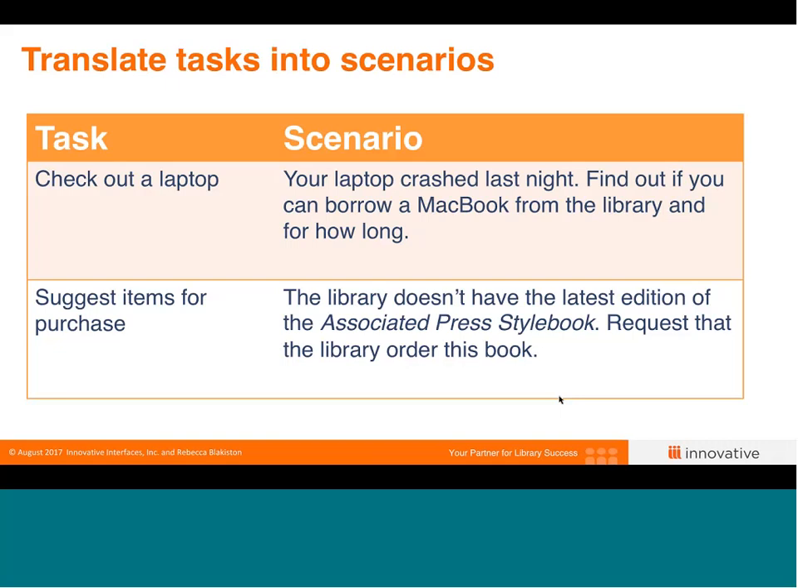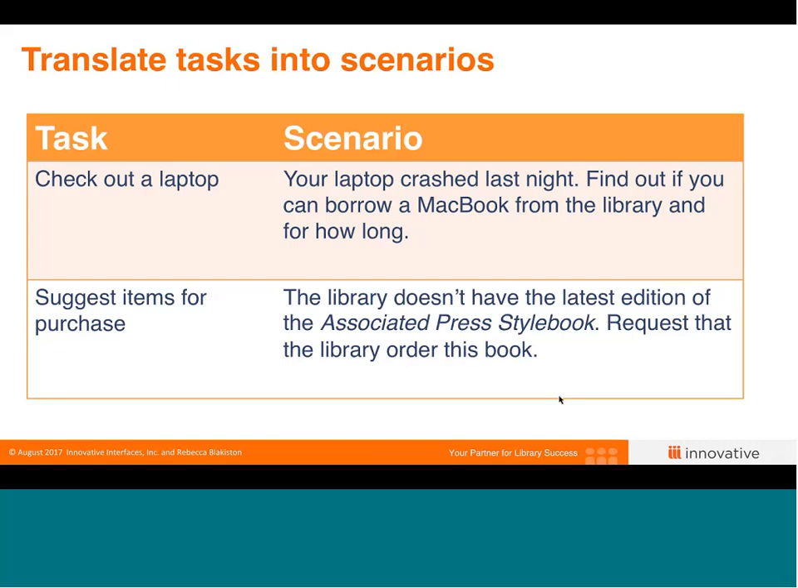So that's a few different things testing within one broader task of checking out a laptop. Suggesting items for purchase, similar example. In this case, we give them a specific book that we don't have, and so we put them in that situation where I might want to suggest an item for purchase.